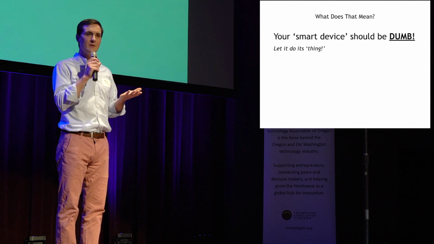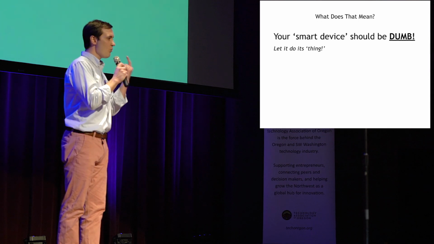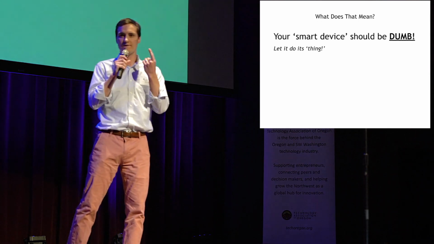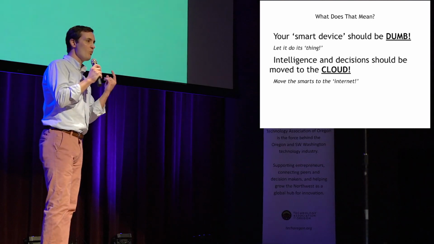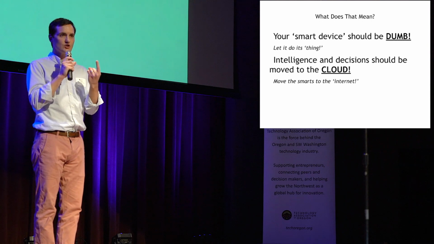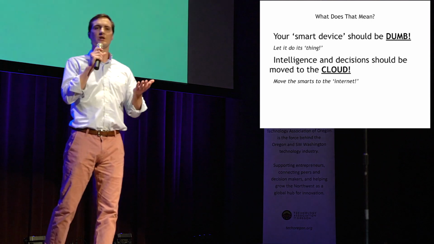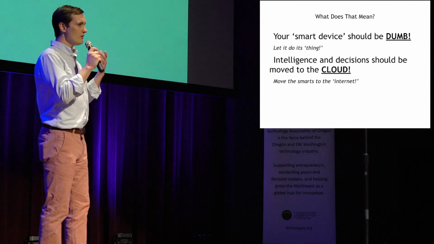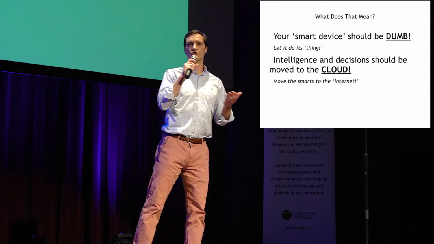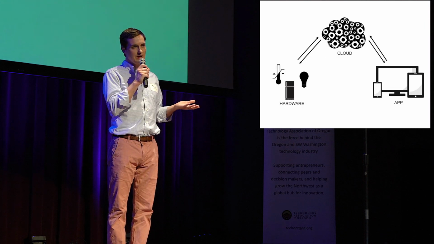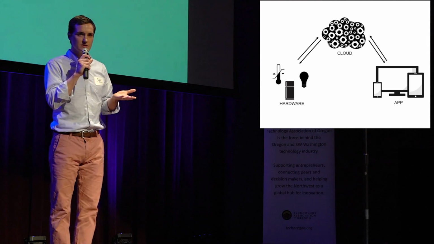Well, the way I want you to think about this is, your smart device should be dumb. It should do one thing. It should do one essential function, whether that's monitoring a temperature, taking in digital input, one thing. From there, all intelligence and decisions should be moved to the cloud. All managing user input, all analytics, all calculations should be done on the cloud, because on the cloud you have vastly more computational resources.